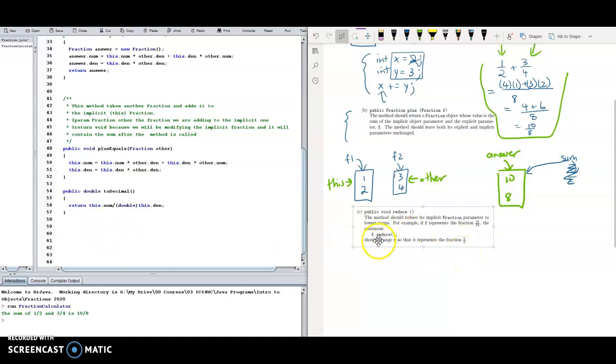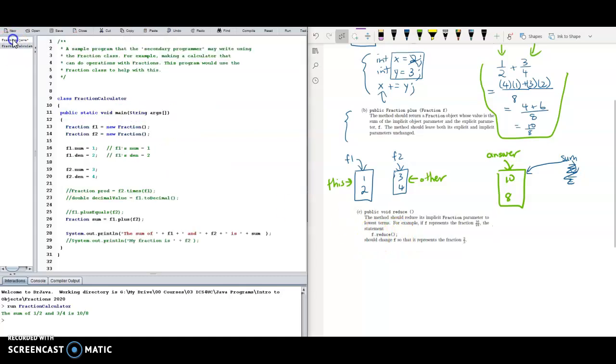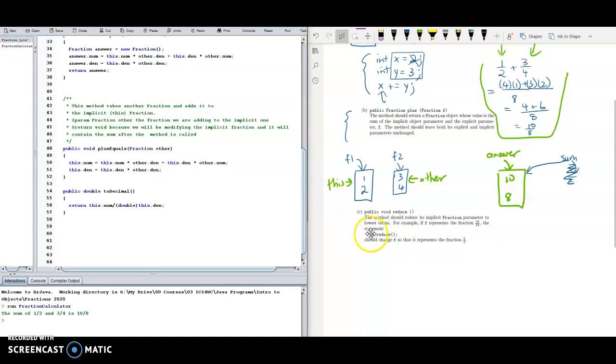So here's the example of how it will be called. They even give that to you. So f dot reduce, that would go in your fraction calculator class, for example, where f is the name of your fraction in that class that you want to reduce. And so that becomes the implicit one.